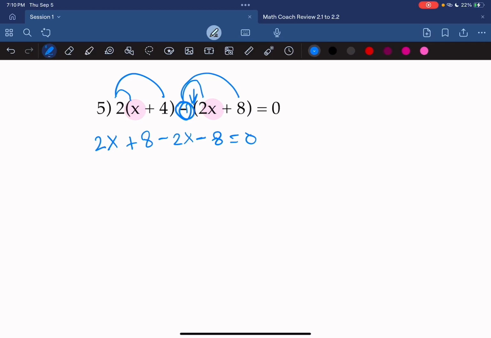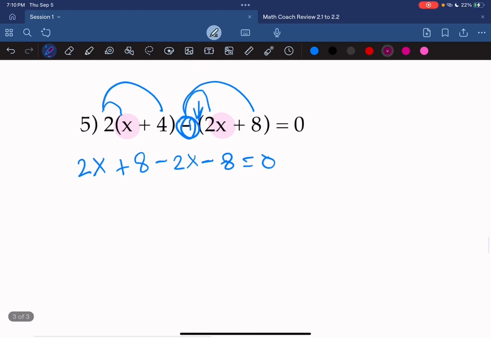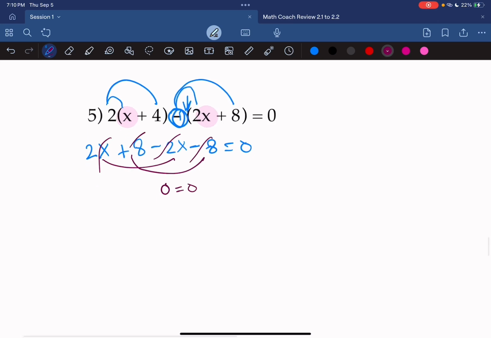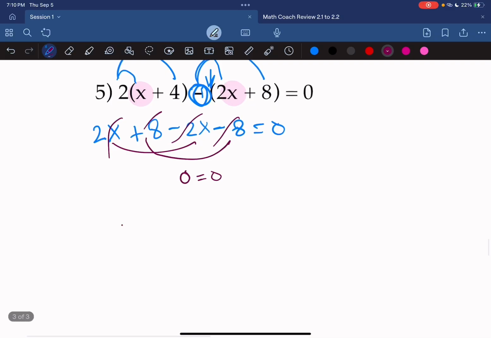So now, why don't we start combining like terms? You're going to notice it's going to be a little funny because 2x minus 2x is going to cancel out. And then 8 minus 8 is also going to cancel out. So that will make it 0 equals 0. And this weird looking equation is going to mean that the answer is all real numbers. So remember, when 0 equals 0, it's all real numbers.